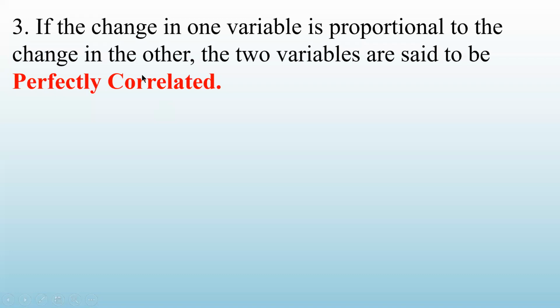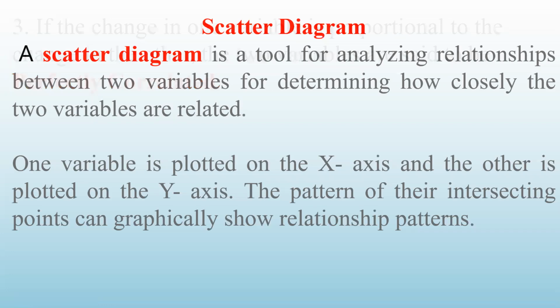Now, to see the correlation, we can use a graphical method, which is called a scatter diagram. Let us see what is a scatter diagram. So, a scatter diagram is a tool for analyzing the relationship between two variables, for determining how closely the two variables are related.